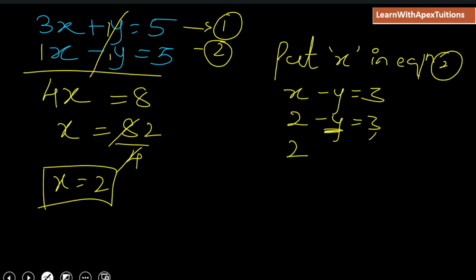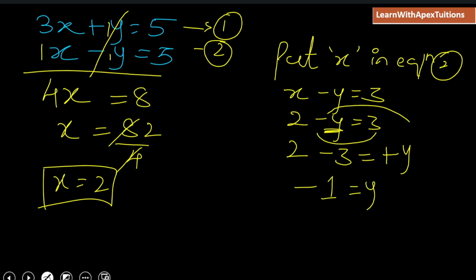ये 3 को मैं इस तरफ शिफ्ट कर लूंगी. It becomes minus 3. If minus y is shifted to RHS, then it becomes plus y. 2 minus 3 is minus 1 is equals to y. The value of y is minus 1.